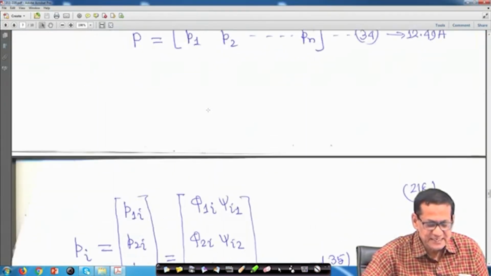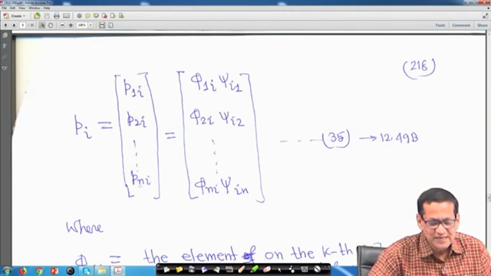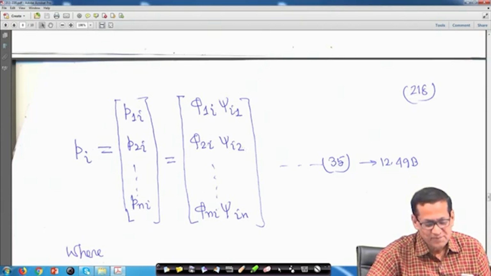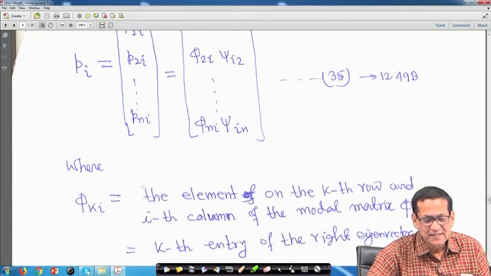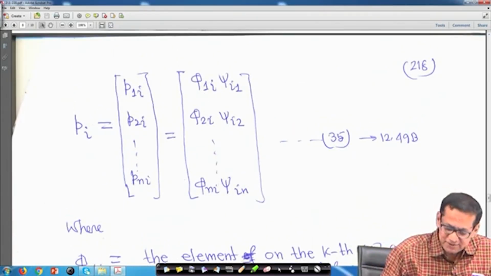That means in general P_i is given as P_1i, P_2i, up to P_ni, which from the relationship is ψ_1i φ_i1, ψ_2i φ_i2, ..., ψ_ni φ_in. This is equation 35, where k goes in general from 1 to n.